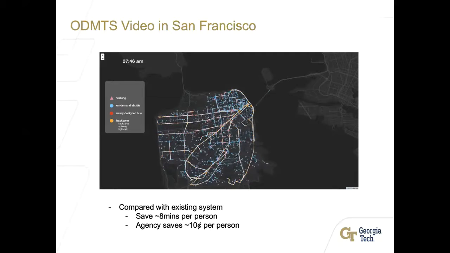Here are some preliminary statistics. On average, we can save about 8 minutes for every rider. The agency can save about 10 cents on average while serving a person. These results indicate the ODMTS is beneficial from both perspectives.